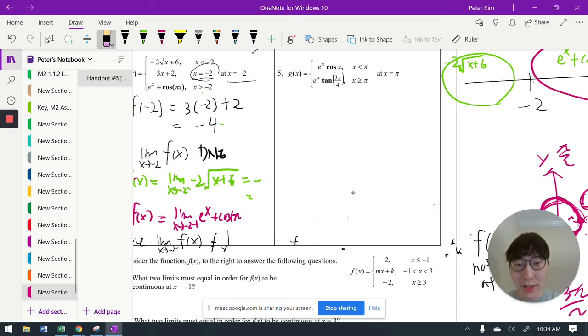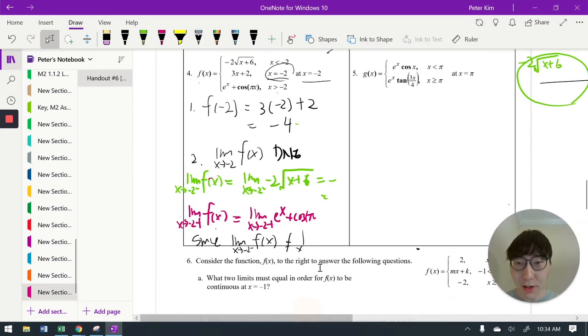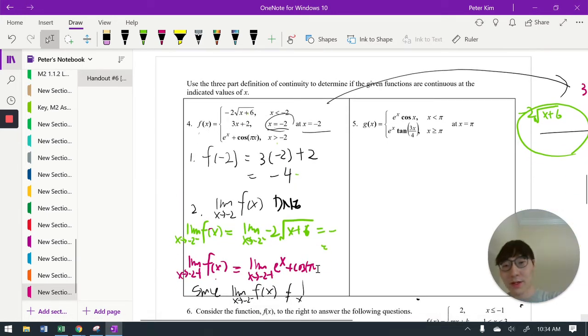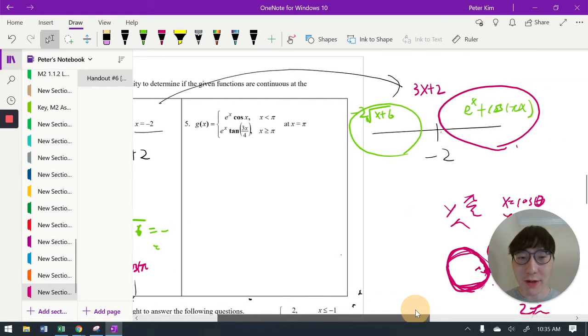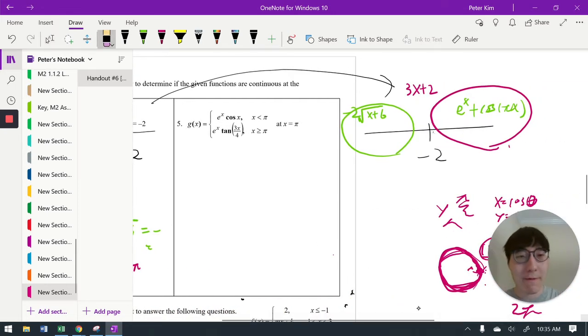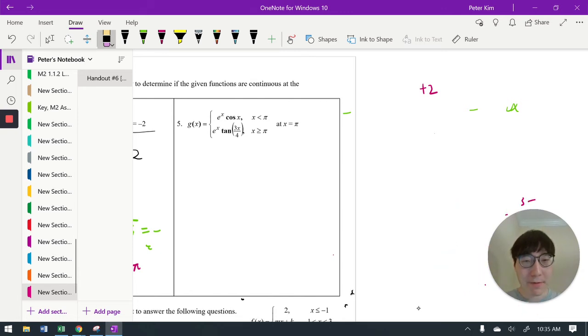Okay, so let's try the next problem here. So the nutshell here is, if you look at this problem number 4, even though this function was defined at x equals negative 2, since the limit of the function does not exist as x approaches negative 2, we know right off the bat this f of x is not continuous at x equals negative 2. We don't even have to go to the third step, basically. Okay. How about the next one?